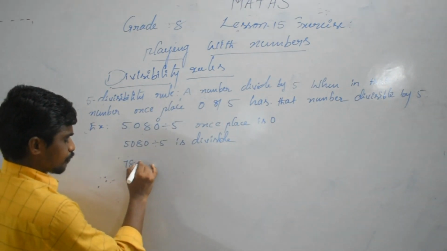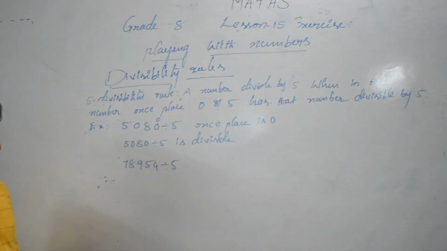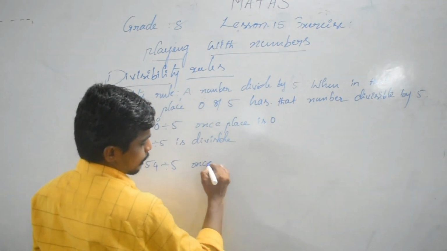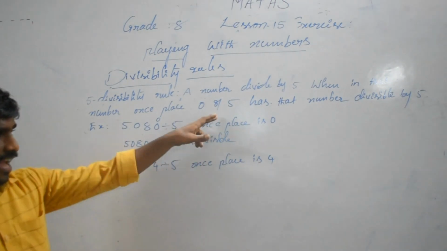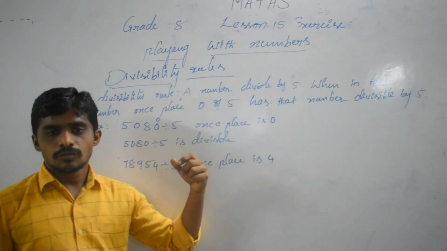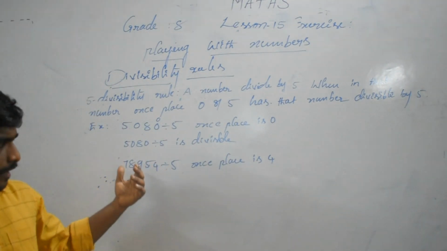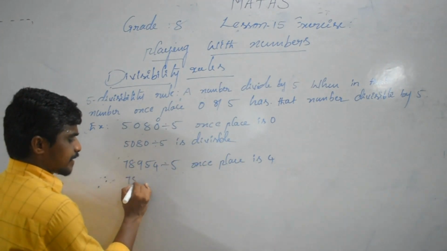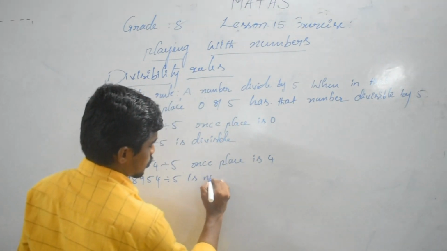Next one: 7,78,954 divided by 5. Here the ones place is 4. The numbers that have 0 or 5 in the ones place are divisible by 5, but here the ones place is 4. So 78,954 divided by 5 is not divisible.